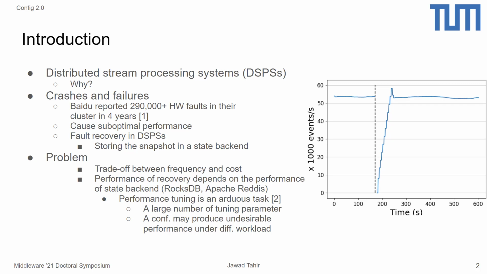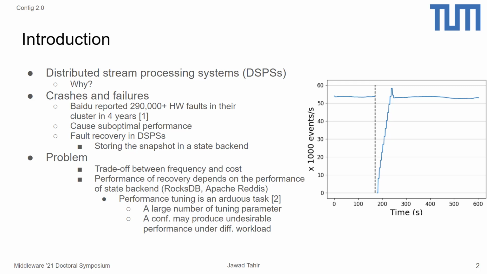For example, Baidu reported more than 290,000 hardware faults in the cluster in 4 years. These crashes and failures cause suboptimal performance in any distributed system. For example, here we can see the drop in the throughput of a system due to a node crash. As these crashes and failures are quite common in any infrastructure, these distributed stream processing systems employ different fault recovery mechanisms. For example, they can store the state of the whole system on a state backend, and in case of a failure, they can reinstate the state from the state backend and then replay those events to recover from a fault.